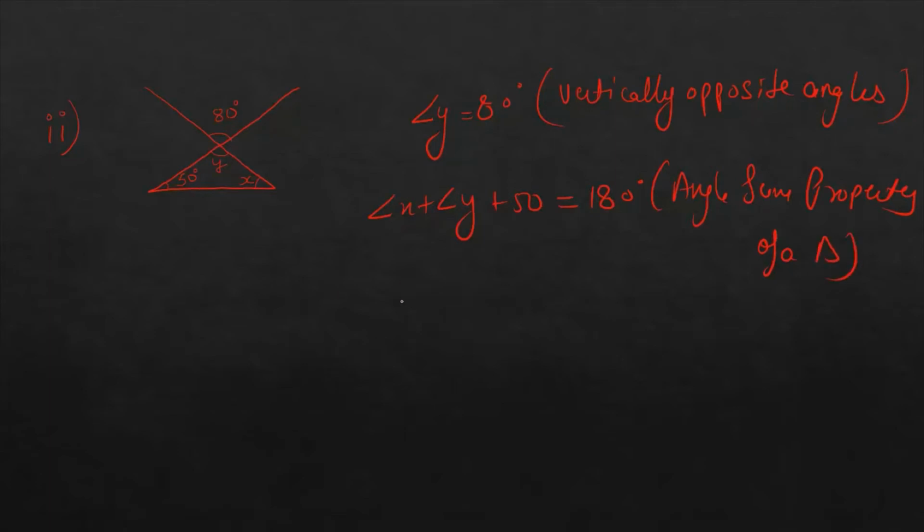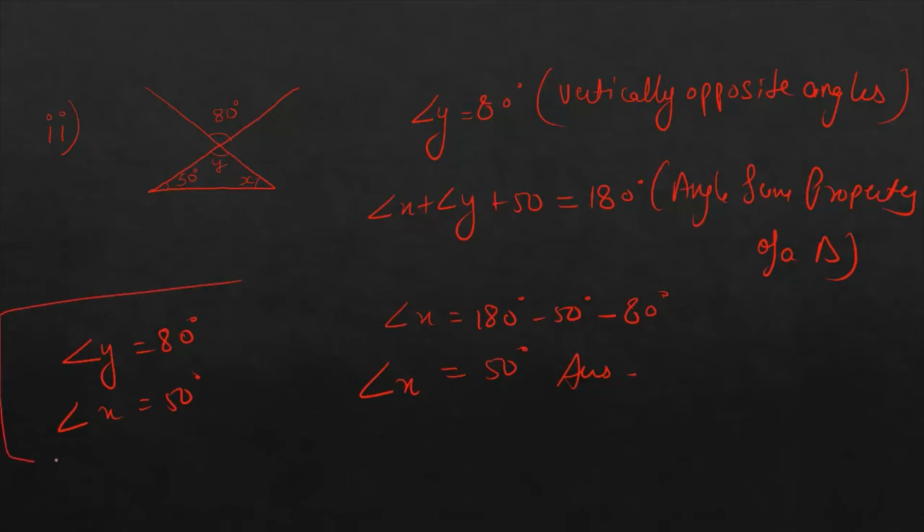ओके, सो एंगल x is equals to 180 degrees minus 50 degrees minus 80 degrees. ये 50 हमें गिवन था यहाँ पर और 80 कहाँ से आया हमारे पास? यहाँ से, क्योंकि हमने y की वैल्यू कितनी निकाली? 80 डिग्रीज. एंगल x is equals to 50 degrees and that's the answer. Angle y is equals to 80 degrees and angle x is equals to 50 degrees. This is the final answer.